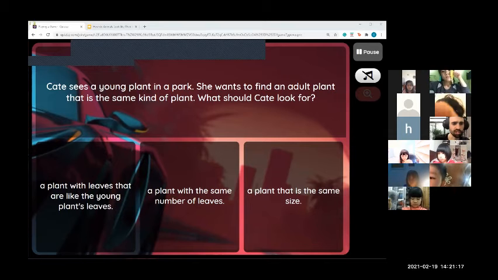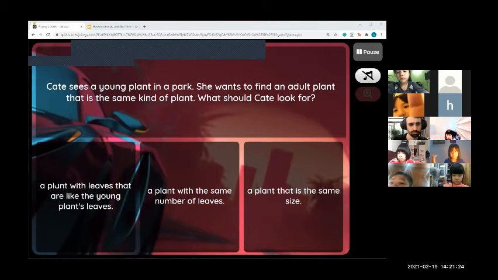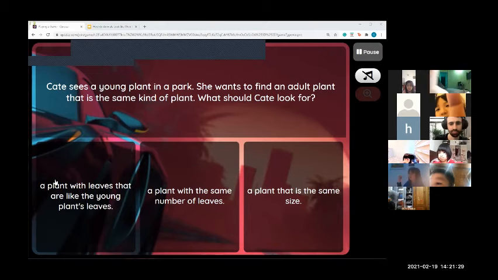Can you read the one I should click? Plant with leaves that are like the young plant leaf. Thank you. Yeah. We're going to look for the leaves that are the same shape. Maybe they're the same color. We are going to choose the one that looks like the same leaves.